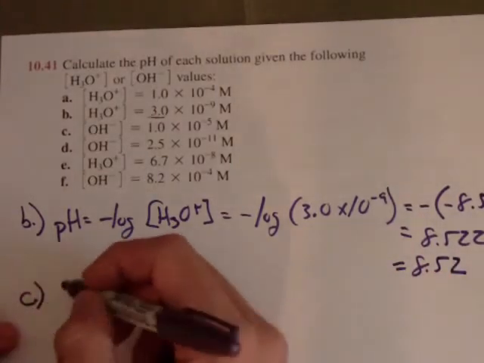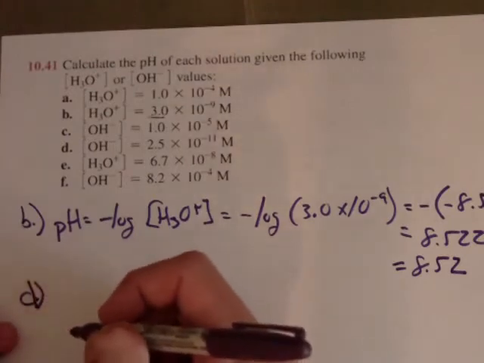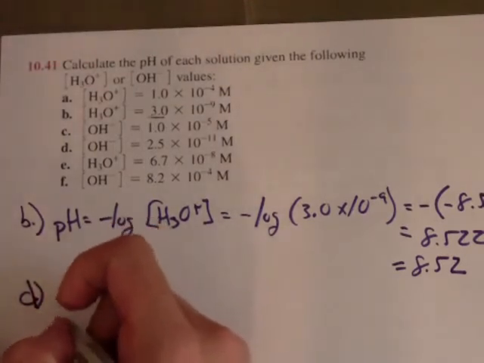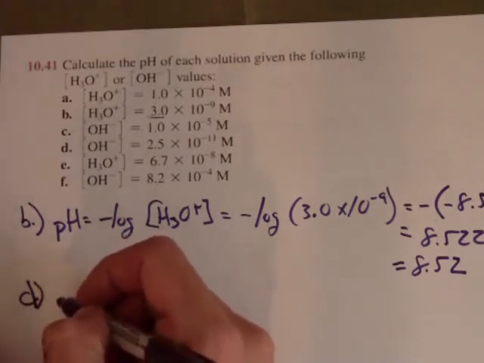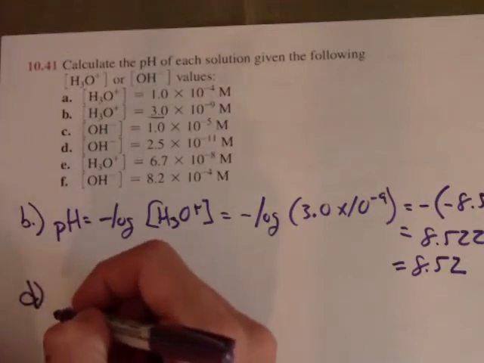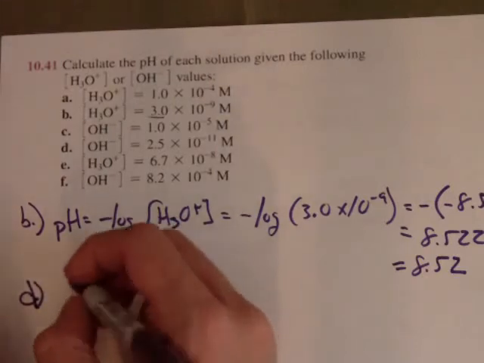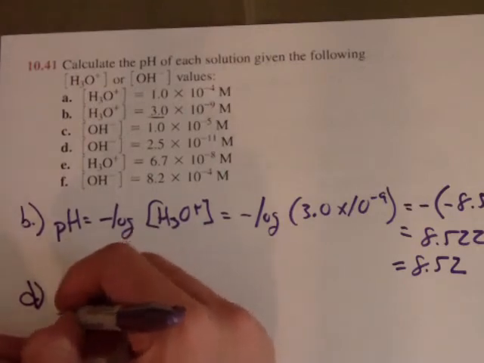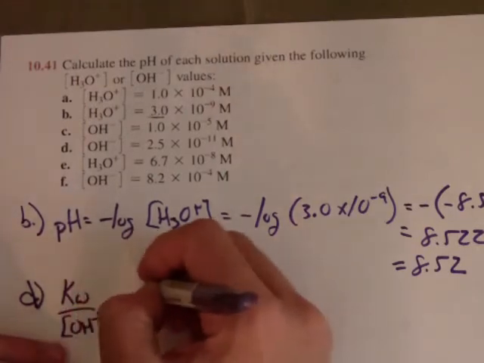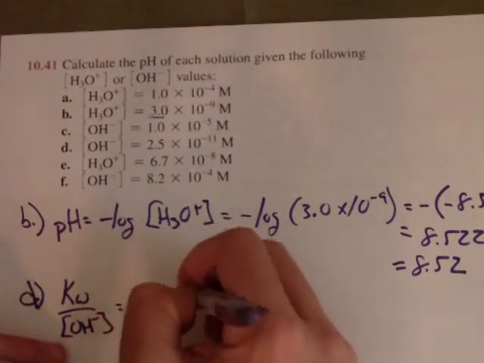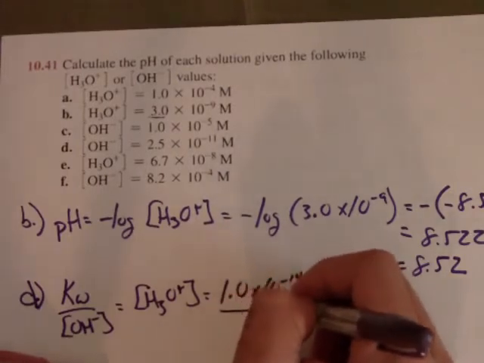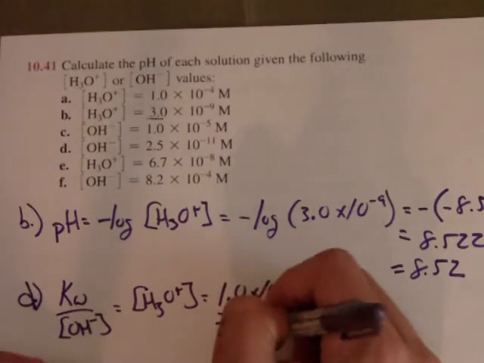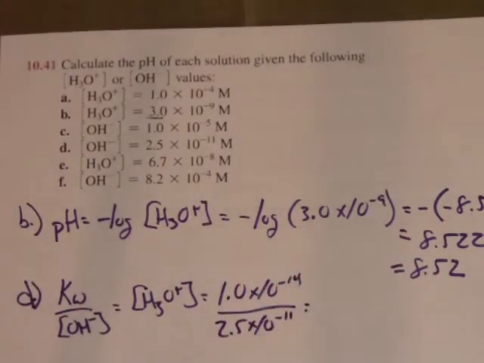In C, I will just skip to D. It's a little bit tougher. So in D, we have the OH minus concentration. So here we need to do 2 steps. First, we need to get it in terms of H3O plus, and then we can figure out the pH. So remember what we did before, Kw over OH minus is equal to H3O plus. And so 1.0 times 10 to the minus 14 divided by 2.5 times 10 to the minus 11 will give us the H3O plus concentration. So that's the first step.